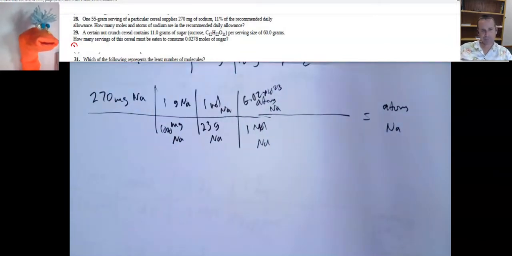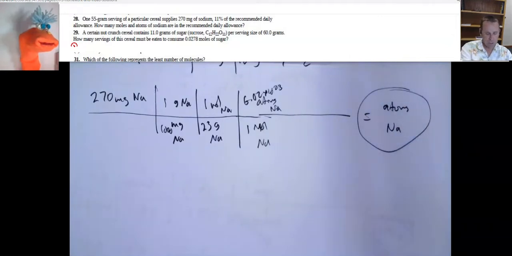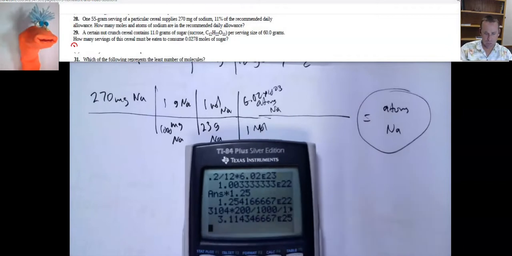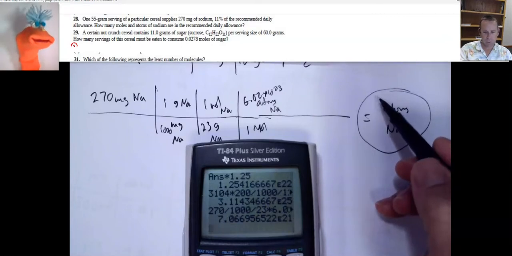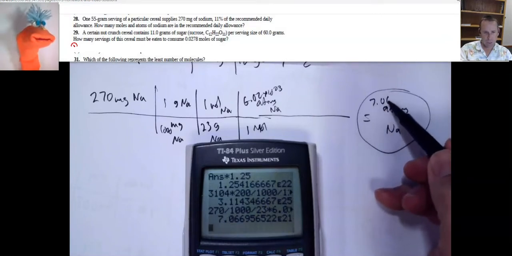Now, this is my answer, and that's how many atoms of sodium there are in 270 milligrams. So we'll do that really quick: 270 divided by 1,000 divided by 23 times 6.02 times 10 to the 23rd. All right, so that's how many atoms of sodium are in what? 270 milligrams. That's right. And is that the question they're asking?